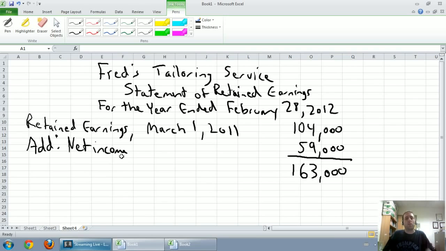So we've got our retained earnings. The shareholders got $59,000 more in earnings because the company made money, and that's why I would invest in a company. I want it to make money. So this company made $59,000 for us, the shareholders.